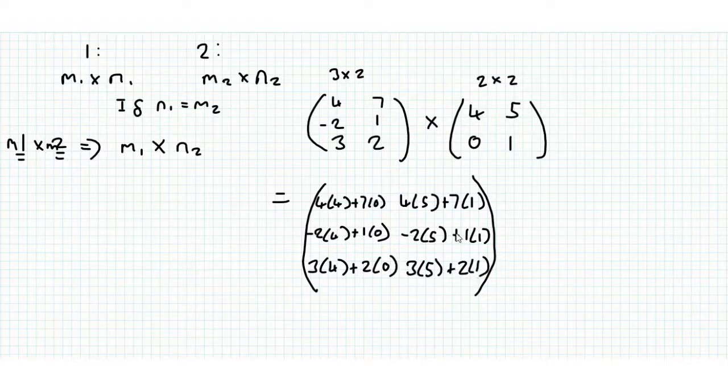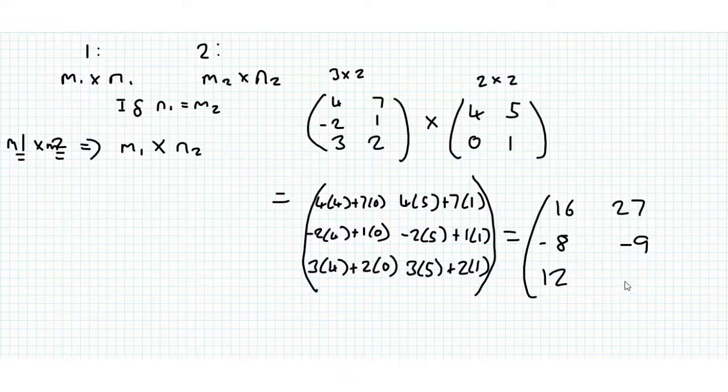And that's how you work through it. And then we work out all these sums, and this matrix comes out as 16, 27, minus 8, minus 9, 12, 17.